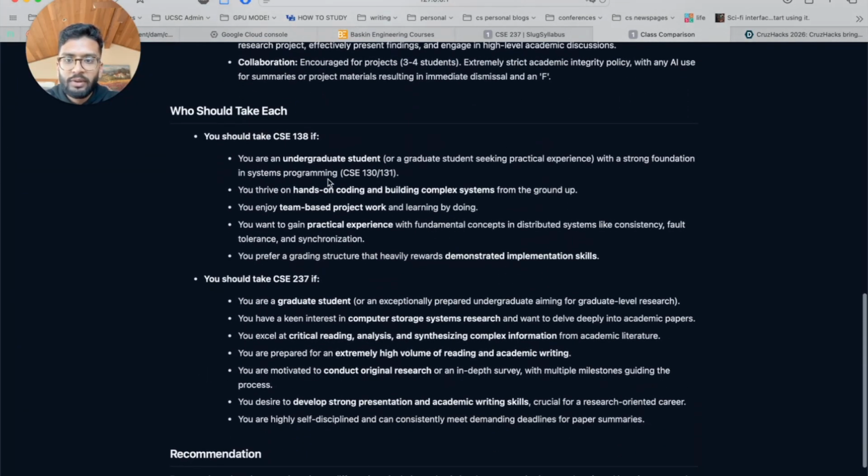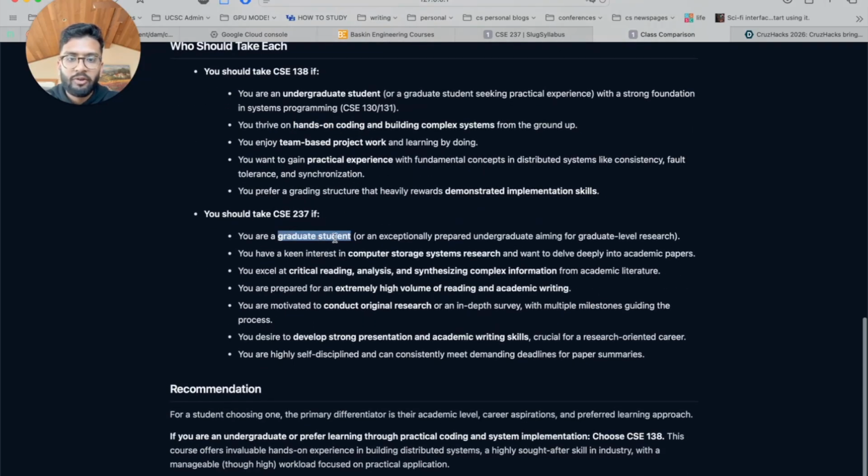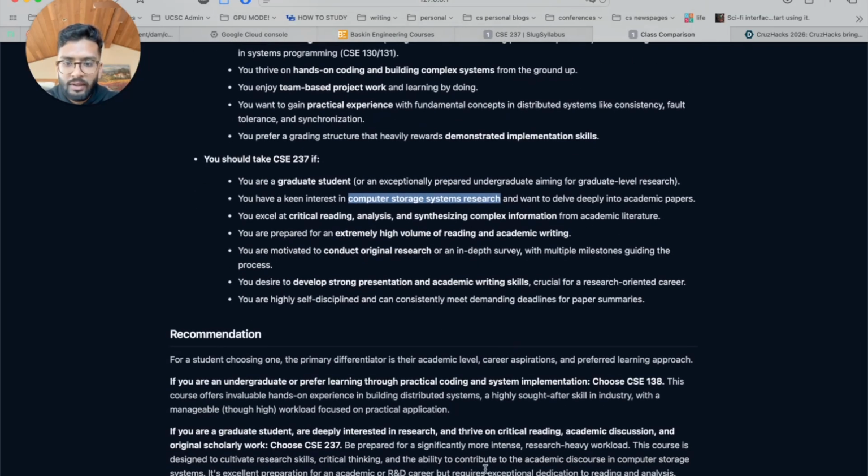And who should take which? 138 if you're an undergrad with a strong foundation in systems programming and want hands-on coding. 237 if you're a grad student looking to do computer storage research. Cool. So now we have a much clearer picture of what these 2 classes actually entail and who should take what.